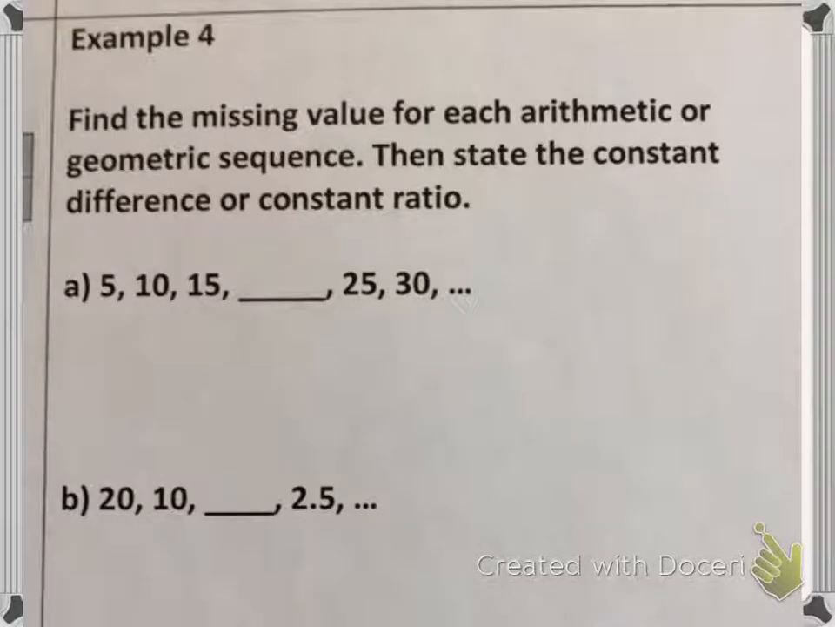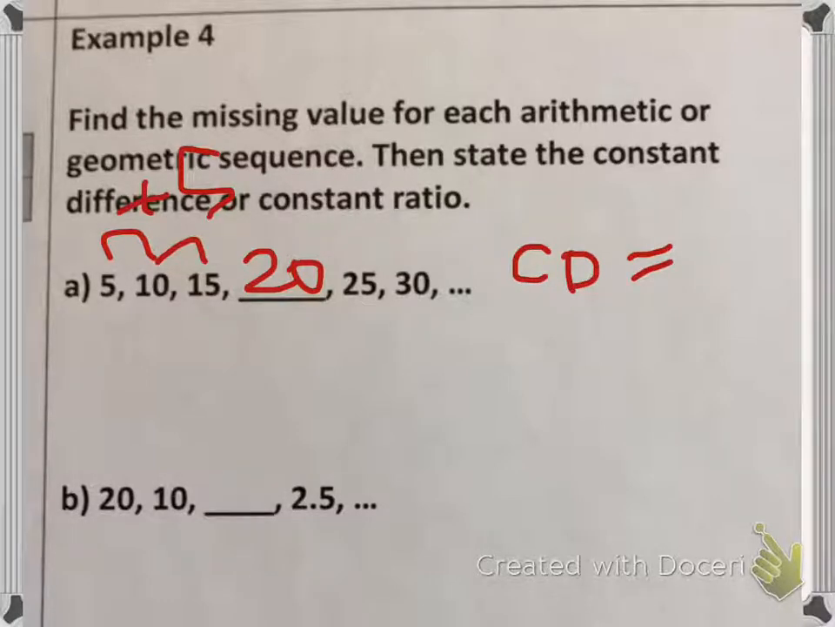All right, last one here is a fill in the blank. Find the missing value for each arithmetic or geometric sequence and state the constant difference or the constant ratio. So how do you get from 5 to 10? And then from 10 to 15, well, this looks like an add 5 to me. So I'm going to put 20 here and see if it makes sense. So 5, 10, 15, 20, 25, 30. I do agree with that. So my common difference on this, because the common difference is the number that we added to our sequence, is 5.